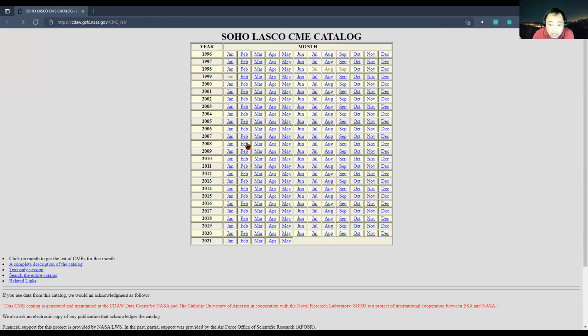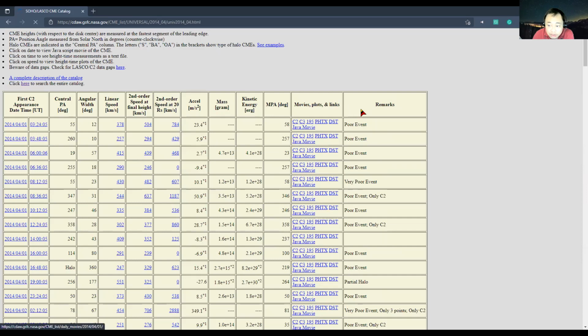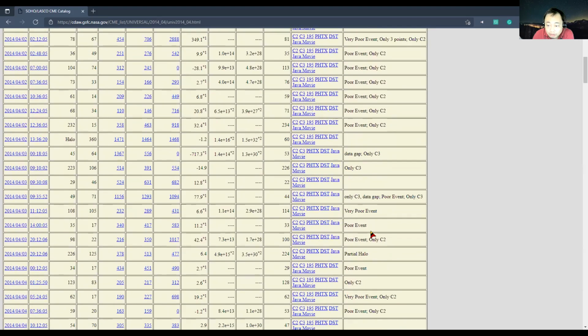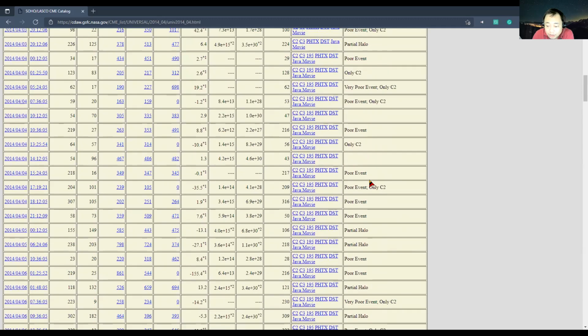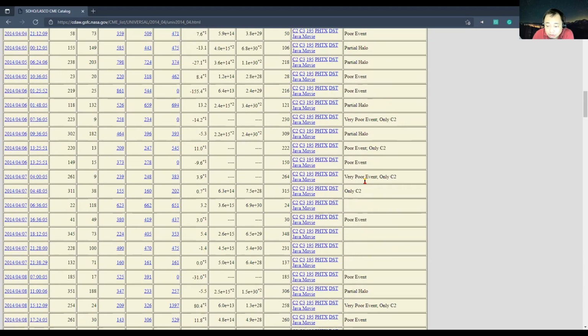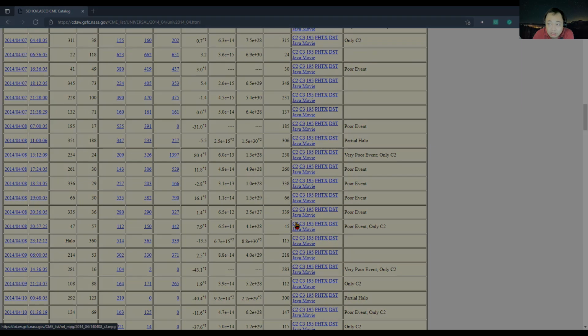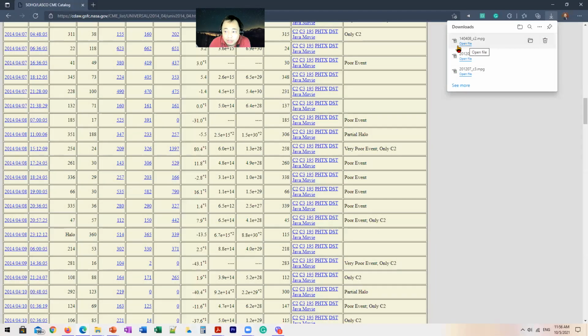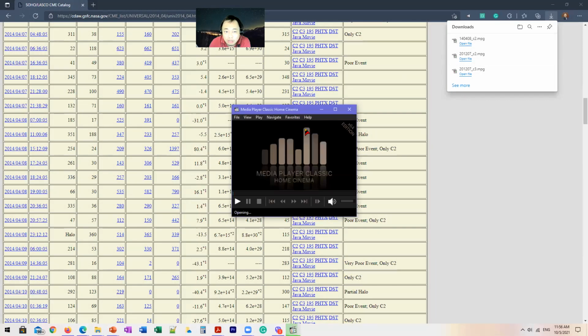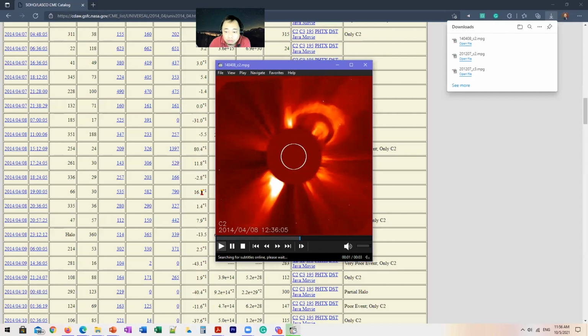Okay, so let's look at a more recent one. Let's say this one. Okay, so poor event, poor event, poor event, poor event. There's a data gap. Let's say partial halo, partial halo, partial halo. This one is a halo. Okay, so let's look at this. We can open April 8th. Can you see the video? So you can see that there is a CME produced.